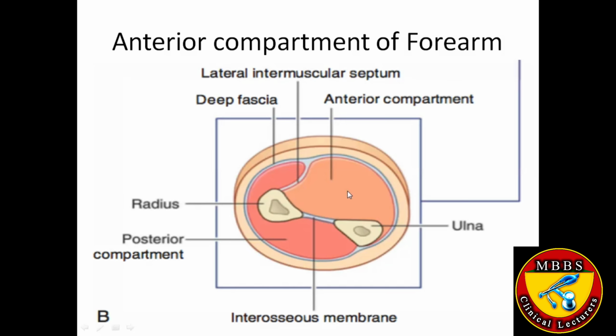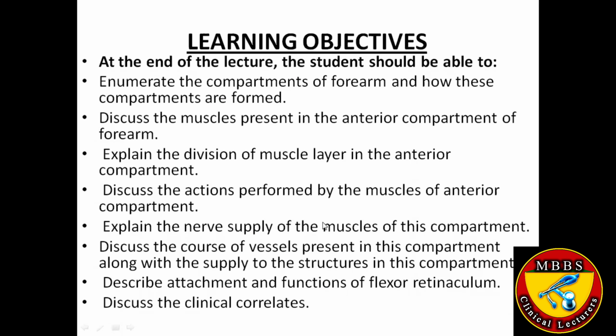So the anterior compartment is bounded laterally by the lateral intermuscular septum, medially by the thickening of the deep fascia at the posterior border of the ulna, and posteriorly is separated from the posterior compartment by the interosseous membrane.